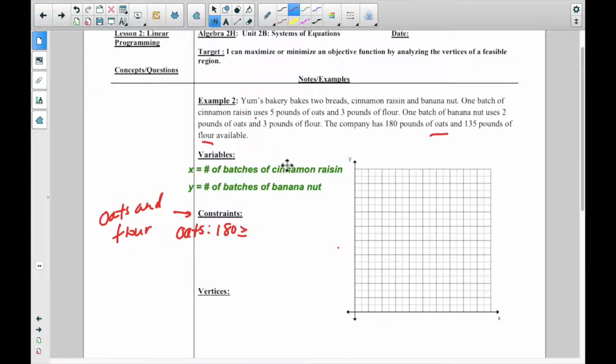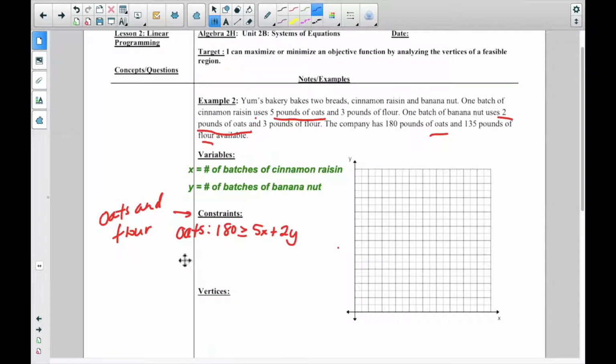Okay, now we have to go and look at the problem. It says 5 pounds of oats for cinnamon raisin, and 2 pounds of oats for banana nut. You had to pull through from various places in the reading to pull that together. But the 5 was for the oats and the 2 was for the oats, and then that has to add up to less than or equal to 180 pounds.